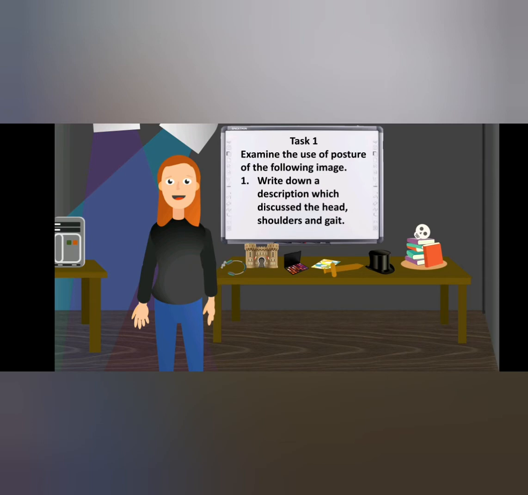Task 1. Examine the use of posture of the following image. You will need to write down a description which discusses the head, shoulders and gait.